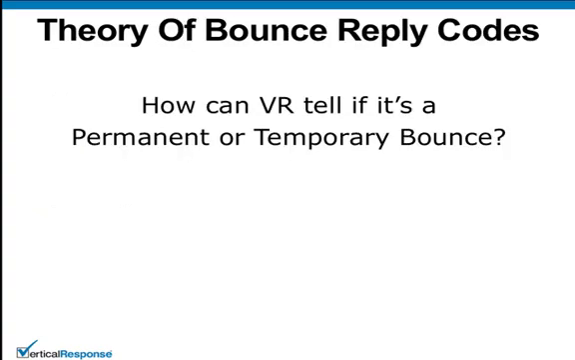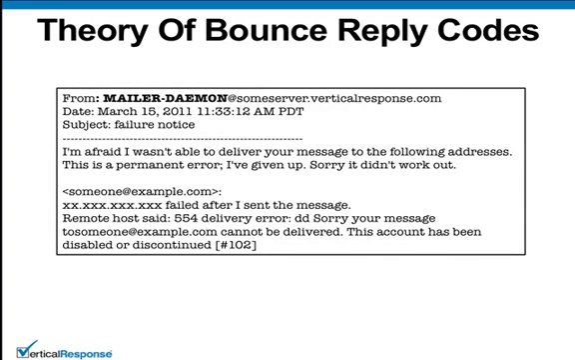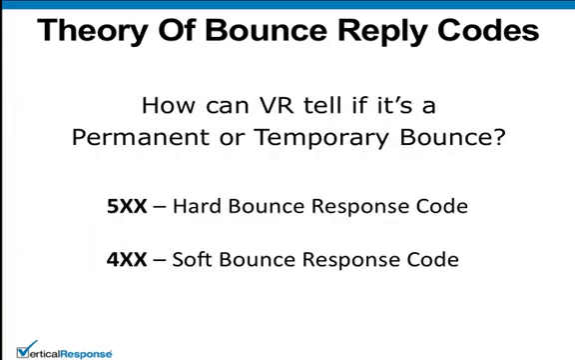Right. So I just want to touch very briefly on the theory of bounce reply codes. How can VR tell if it's a permanent or temporary bounce? There are standards for how bounce responses should be formatted. Specifically, the standard involves numerical coding, so I pulled up an example real quick to show you what a bounce message might look like. The part I circled below, you can see there's some language and some coding, that 554 delivery error. Well, that 554 tells us that it's a hard bounce, a permanent bounce. Permanent bounces are generally delivered with a 500 series code, and soft bounces with a 400 series code.